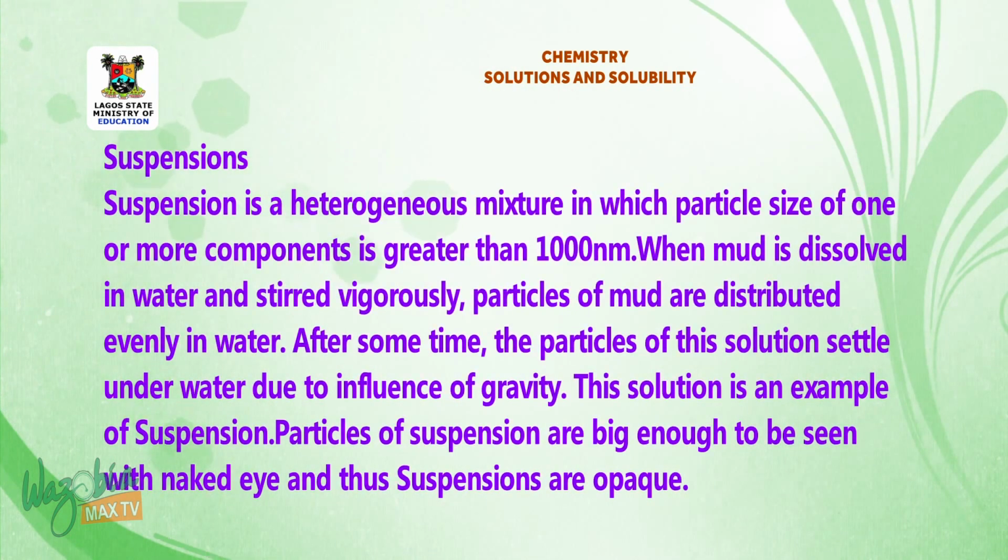A suspension is a heterogeneous mixture in which particle size of one or more components is greater than 1000 nanometer. When mud is dissolved in water and stirred vigorously, particles of mud are distributed evenly in water. After some time, the particles of this solution settle under water due to influence of gravity. This solution is an example of suspension. Particles of suspension are big enough to be seen with the naked eye, and thus suspensions are opaque.